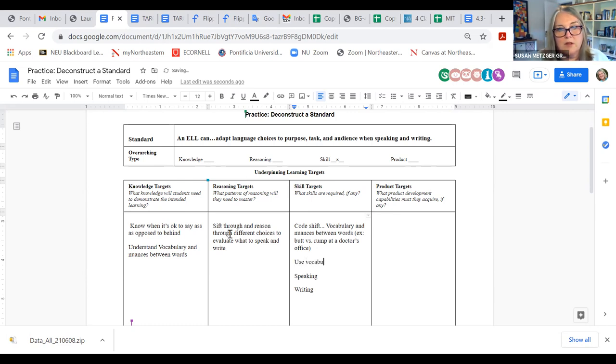And that would be a skill, or as you said before, code shifting, just being able to do that automatically, depending on who you're talking to and things.